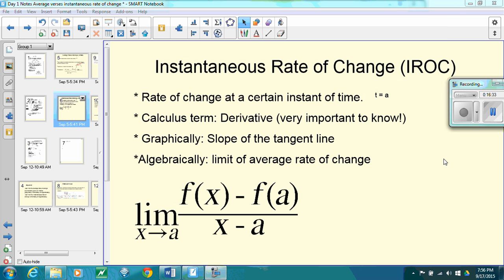And here is the formula for the average rate of, or the instantaneous rate of change. Instead of f of b, we usually put the function, so we have an x in it, so we can factor and cancel. And it's the limit as x approaches a of the slope formula.